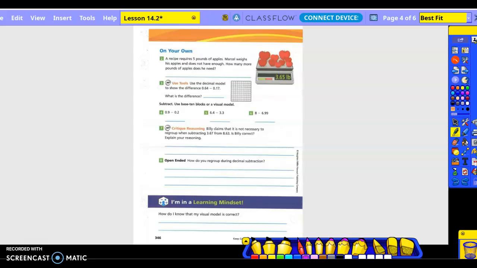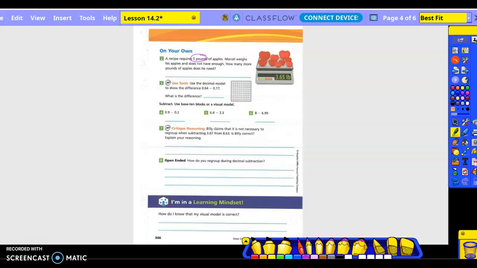Okay, so we might run out of time as we're doing this, but we would still finish the page, right? So on your own, a recipe requires 5 pounds of apples. Marcel leaves his apples and does not have enough. How many more pounds of apples does he need? So he needs the 5 pounds, and then he needs, that's what he has so far. So we need to figure out how much more he needs.